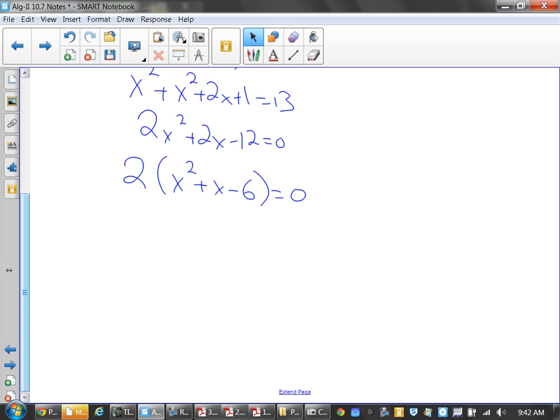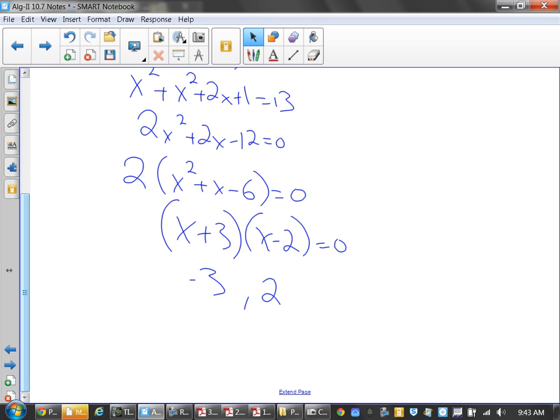What times what is negative 6 that you add together to get 1? 3 and negative 2, very good. So my factors are x plus 3 and x minus 2. If my factors are x plus 3 and x minus 2, what are my zeros? Negative 3 and 2. Good. So this tells me we've solved for x in this system.